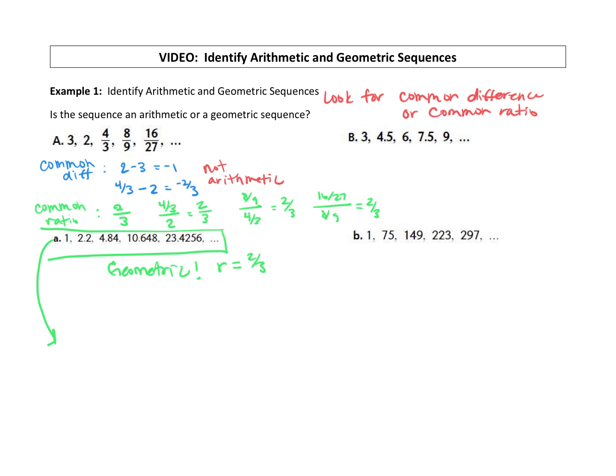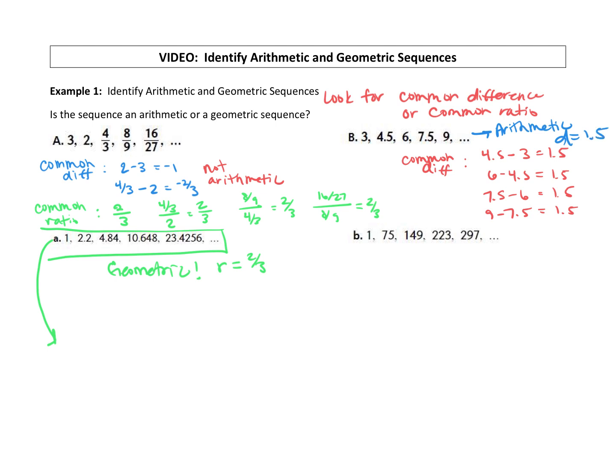Again, the difference might be the faster one to look for. We're just subtracting 4.5 minus 3, we get 1.5. Then take the third term, 6 minus 4.5, that's another 1.5. 7.5 minus 6, 9 minus 7.5. Because that number is the same, that means that there is a common difference. So this sequence is arithmetic, and a common difference of 1.5.